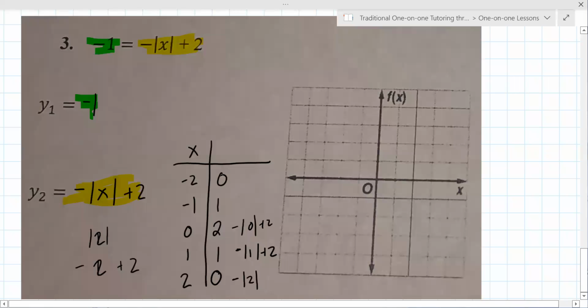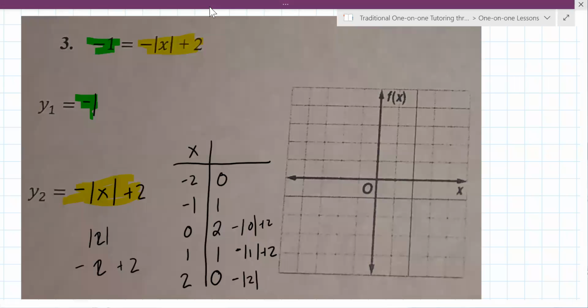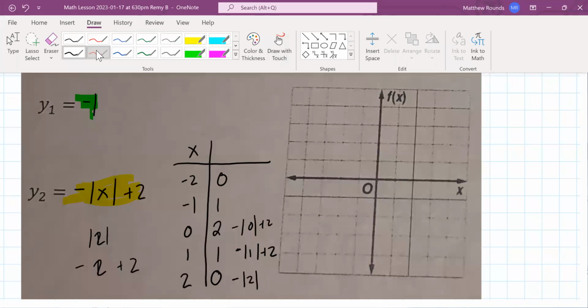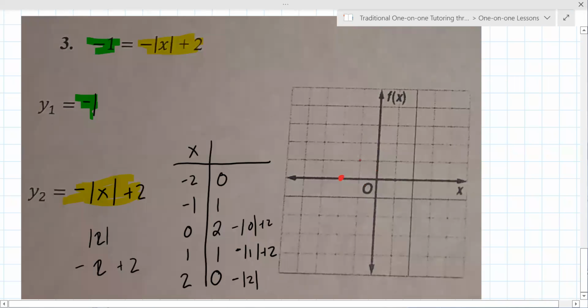Okay, and we're running out of time. We just want to make sure we get all this in. So I'm going to graph these points here for you. -2, 0. -1, 1. 0, 2. 1, 1. 2, 0. So this is the upside down V. Yeah. And then the graph of the other one, -1, is right here.